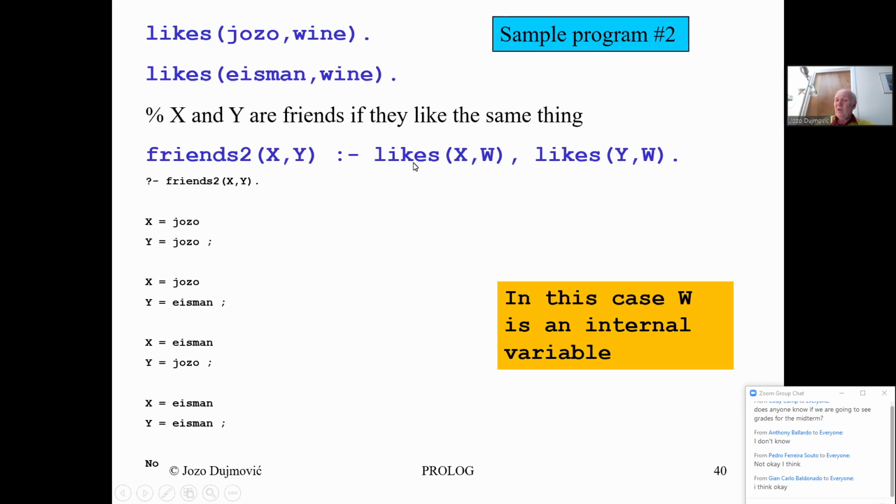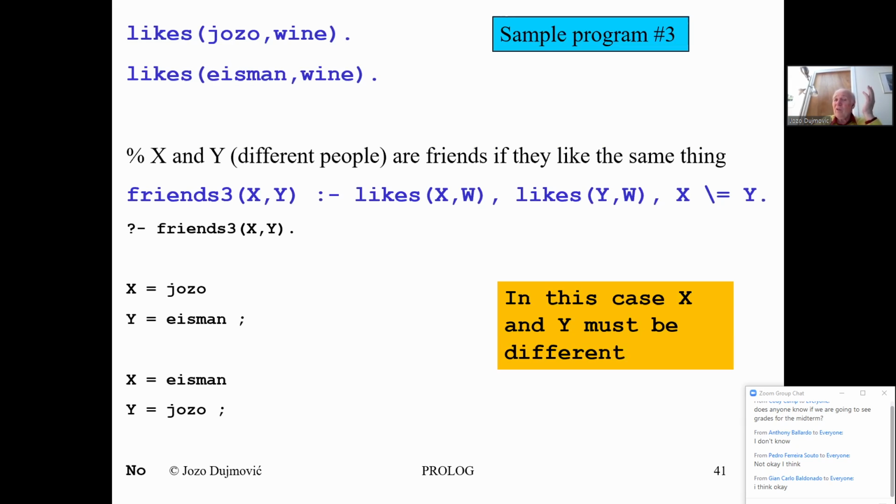There's a second possibility that we didn't study so far, to say likes X something, likes Y something, put here comma, and say write W. Write W means you know this variable, tell me what they have in common. And then you write wine. And then you have Jozo, Iceman, Iceman, Jozo, etc. You can do it that way also.